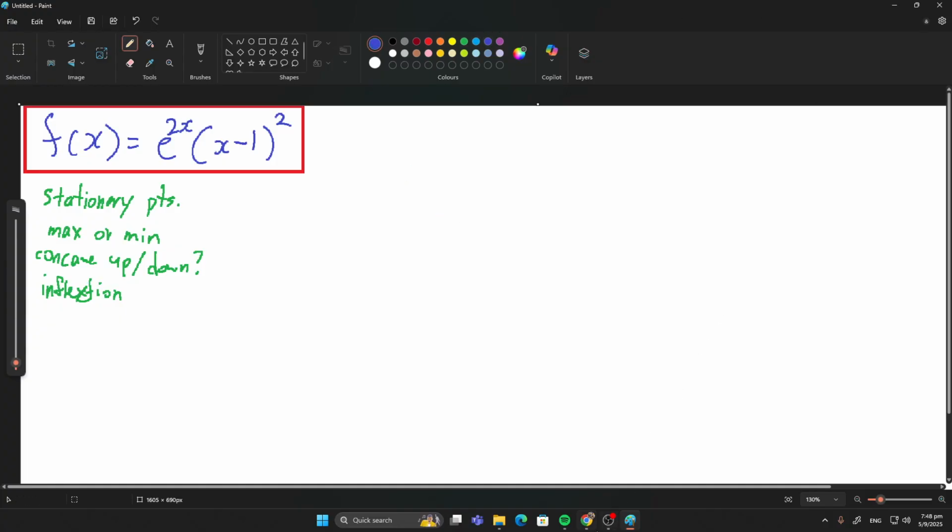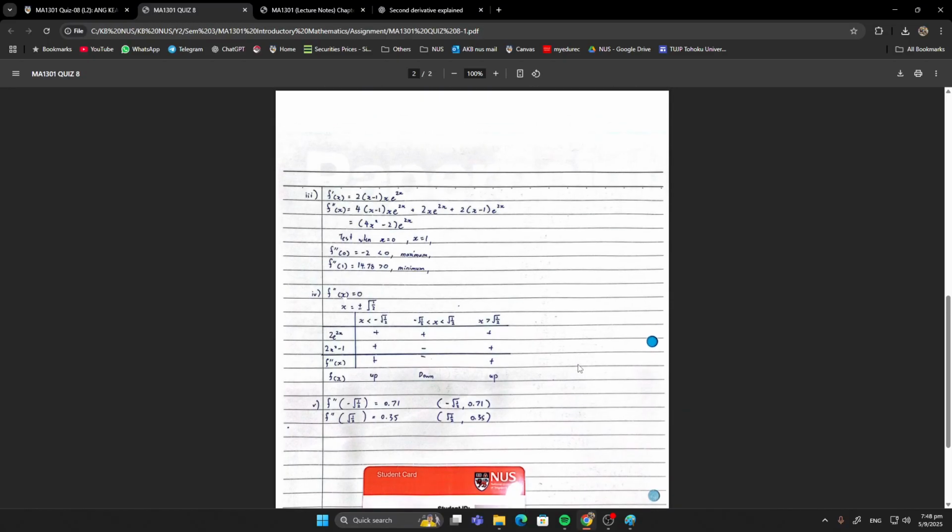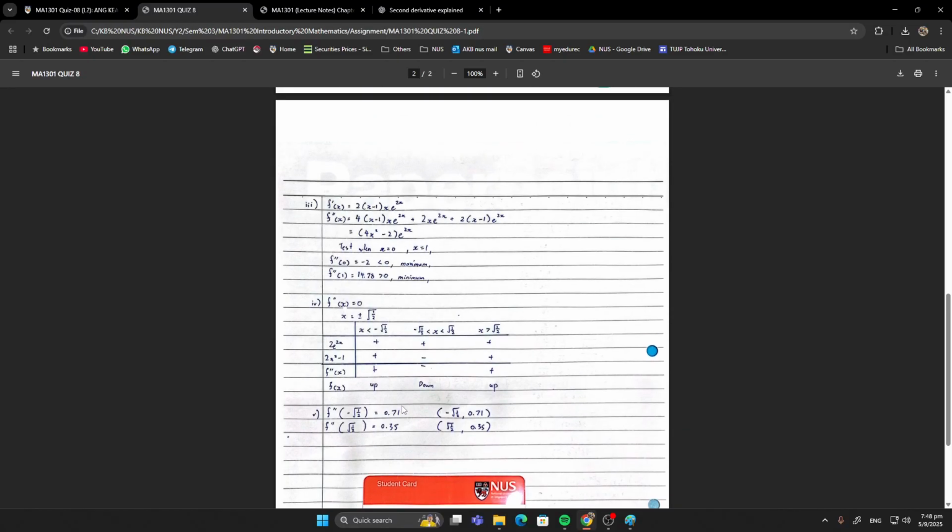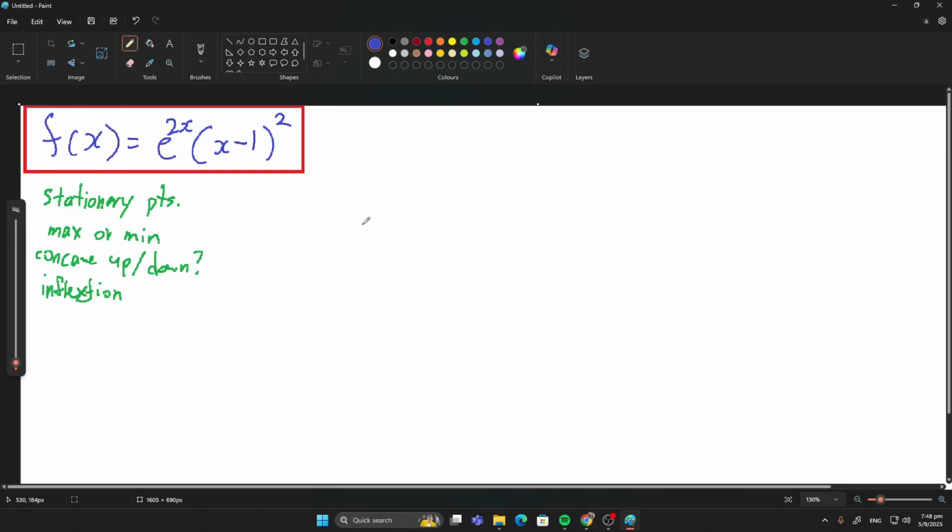Okay, wait, let me take a look at my student card. Let me see. Minimum and then inflection. You know what? I can't be bothered. Alright.